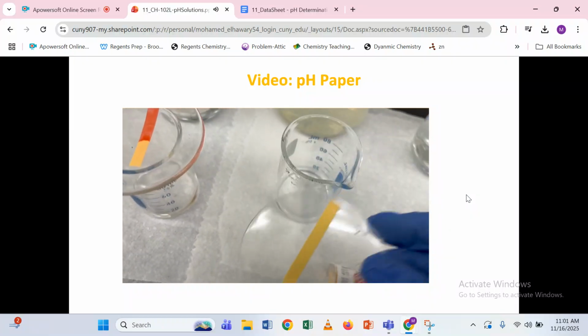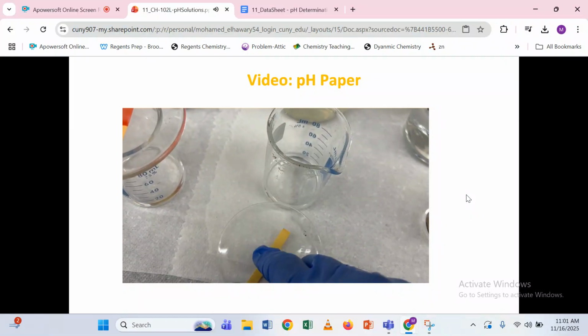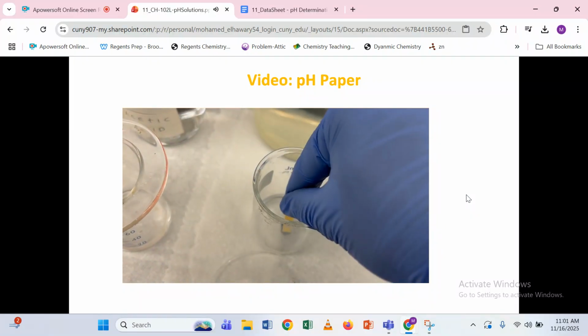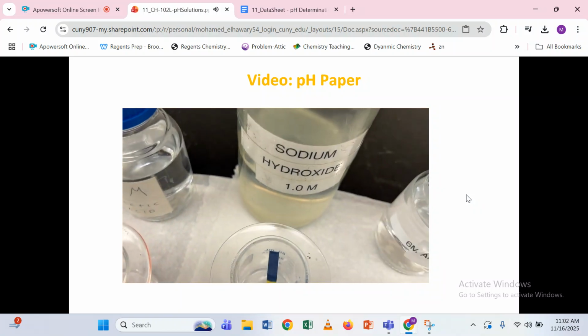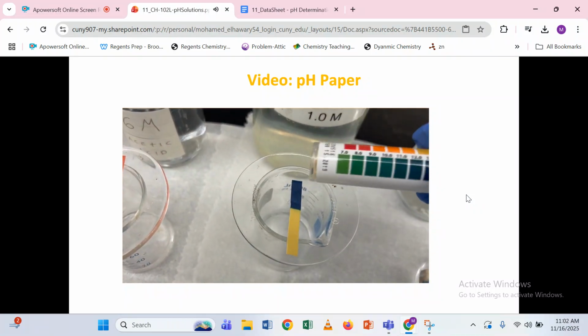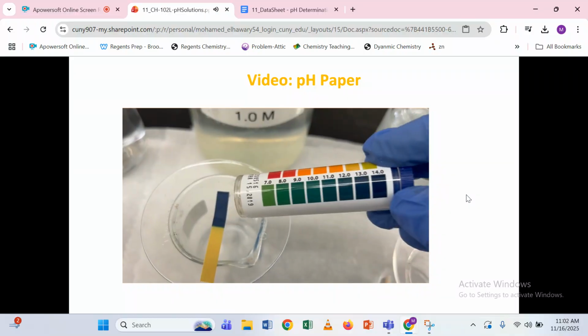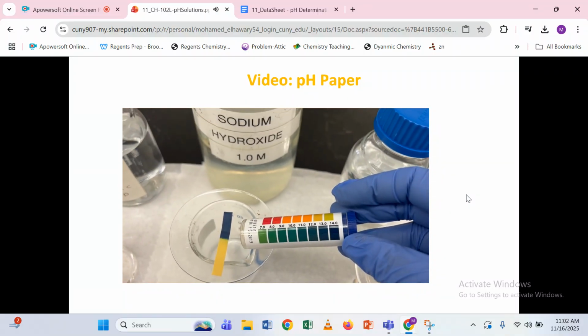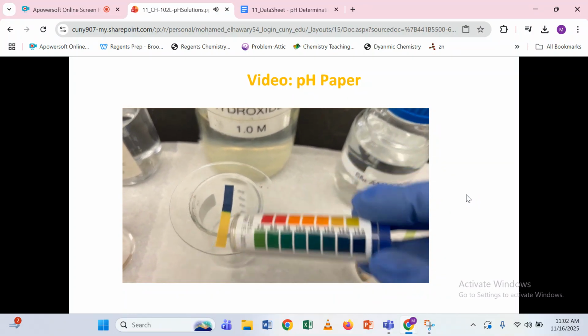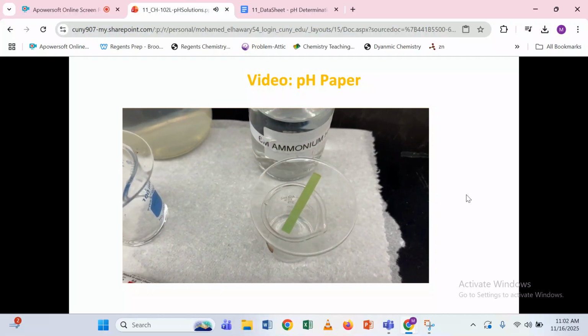Sodium hydroxide is a base. Let's see. It's actually a very strong base. So when we dip it, oh, it's very dark blue. Very dark blue. So you can say this about pH 14. pH 14. So that's a very strong base, 1 molar concentration. Very strong base.